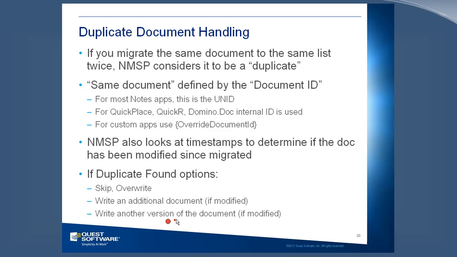Or if you have versioning turned on in your list or library, you can say, I want to write another version of the document if it's been modified before.